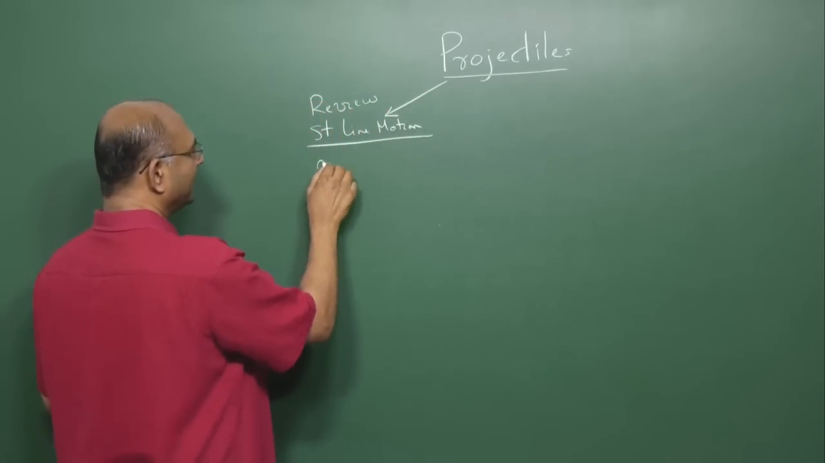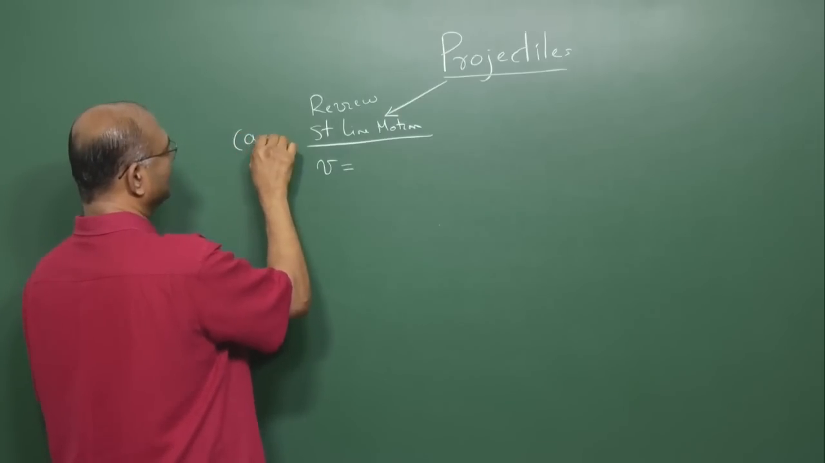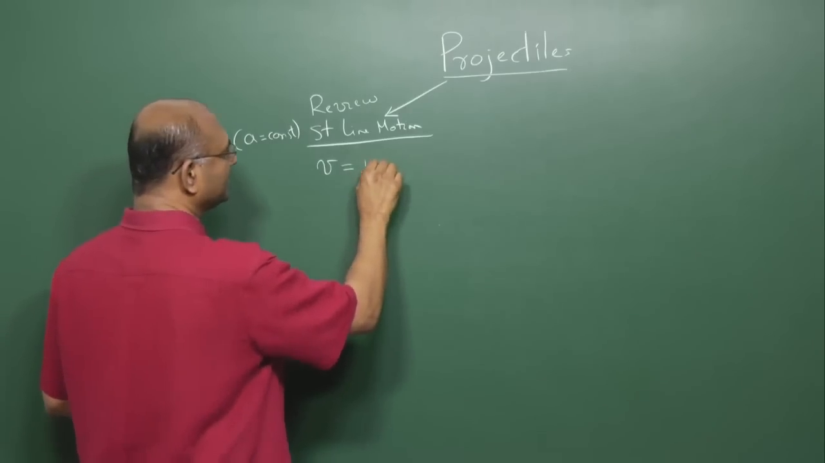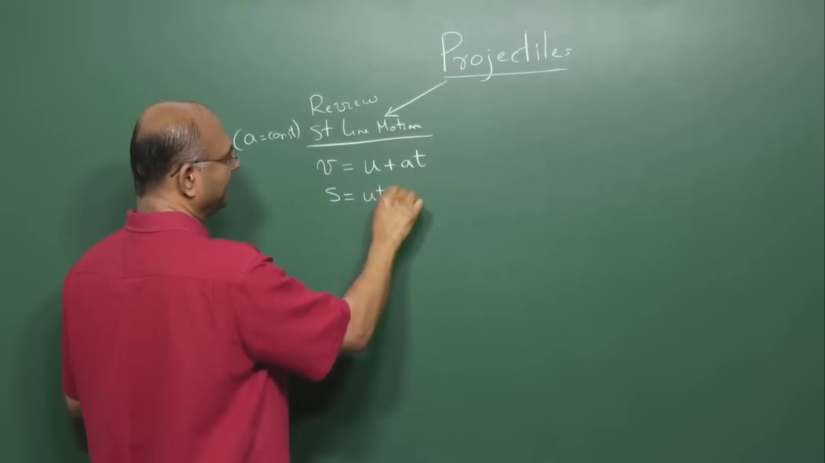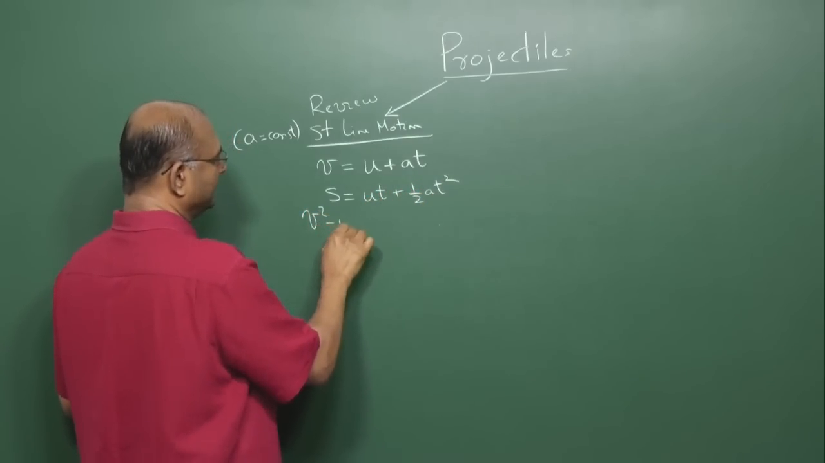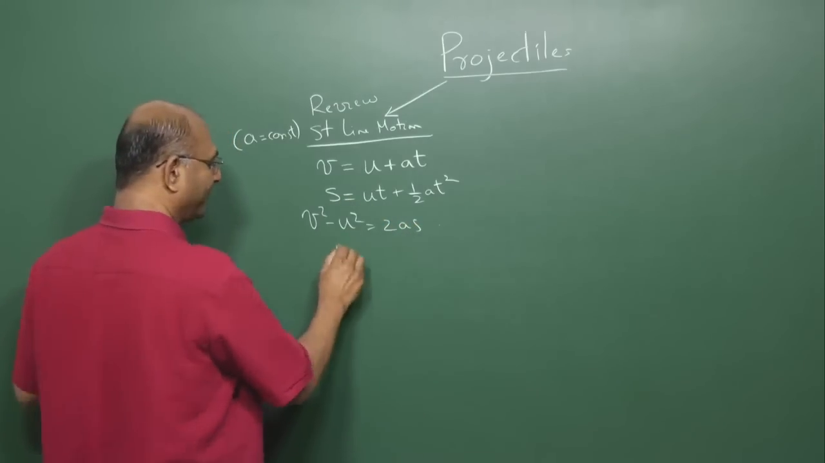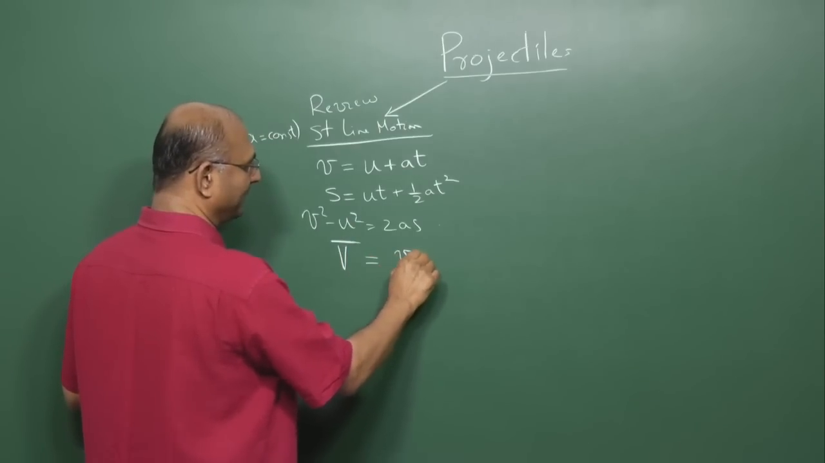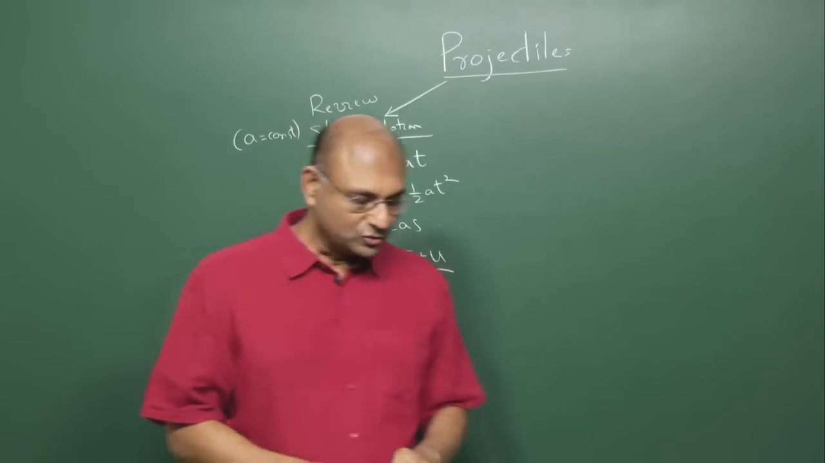You know these, right? For uniform accelerated motion, straight line, uniform acceleration is constant. You would have learned this in the 9th standard. v equals u plus at. s is ut plus half at square. And v square minus u square is 2as. And my favorite formula is that average velocity is initial velocity plus final velocity, or final velocity plus initial velocity, by 2. Okay, so now we will use all of these.